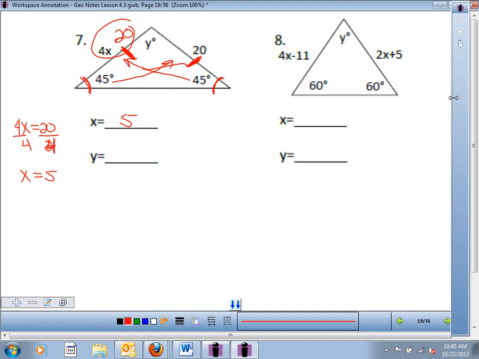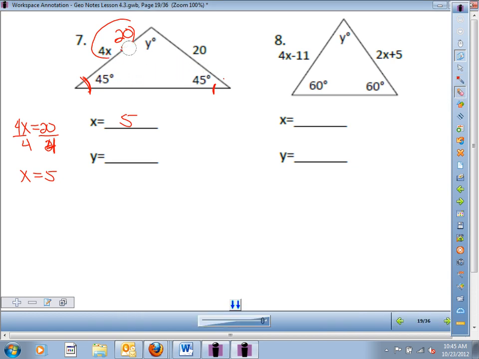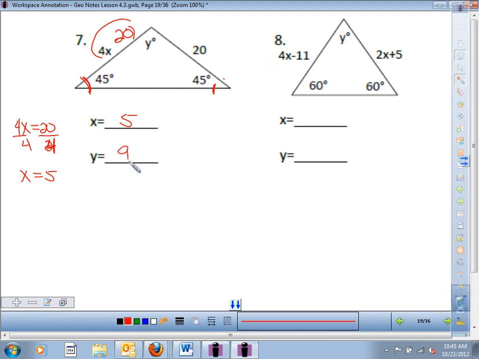Now for y, we've got to look at the triangle sum theorem here, because we have two 45-degree angles. So we have 45 plus 45 is 90. 180 minus 90 is 90. So this guy right here is actually a right angle. So that's a 45, 45, 90 right triangle. Okay. All right. So let's go to the next one. Here we go.